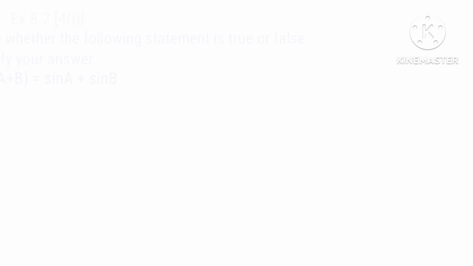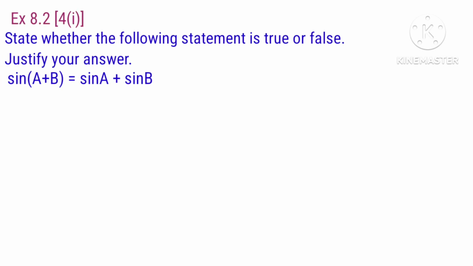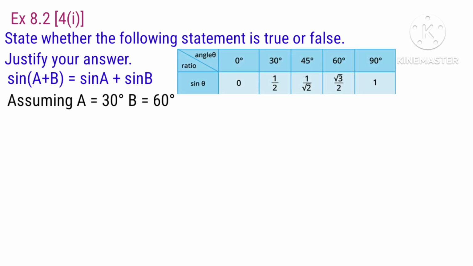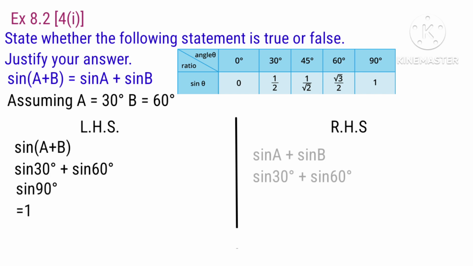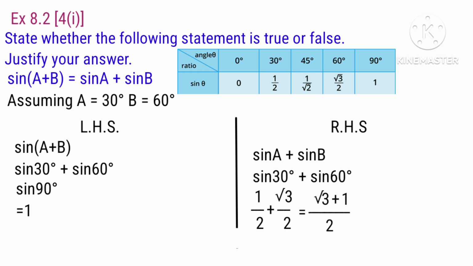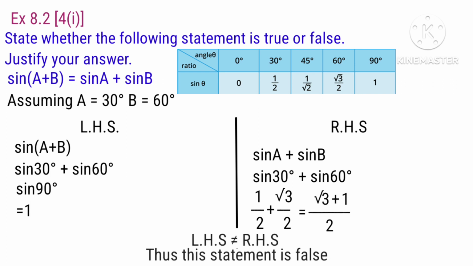So we move on to our next question. State whether the following statement is true or false. Justify your answer. So they have given sin(A plus B) is equal to sin A plus sin B. So we have to prove whether LHS is equal to RHS or not. So we just assume A is equal to 30 degree and B is equal to 60 degree. So when we substitute in LHS, we'll get sin(30 degree plus 60 degree), that is equal to sin 90 degree. So LHS is equal to 1. So we see in RHS, that is sin 30 degree plus sin 60 degree, that is 1 by 2 plus square root of 3 by 2, that is (square root of 3 plus 1) divided by 2. So therefore LHS is not equal to RHS, thus the statement is false.